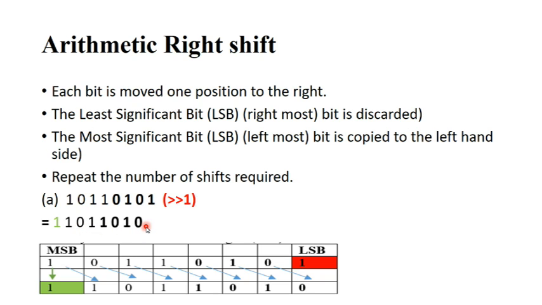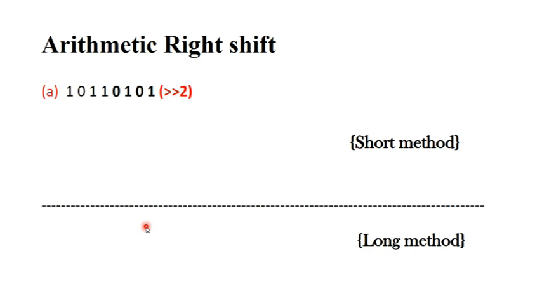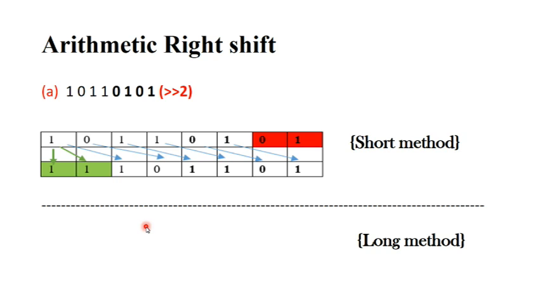Now let's look at a different example. Now, obviously, there are short methods and long methods. Now in this case, I'm going to be moving 2 times to the right, performing an arithmetic shift. This bit here, it's moved 1 time, 2 times, and it lands here. The 0, it moves 1 time, 2 times, and it lands here.